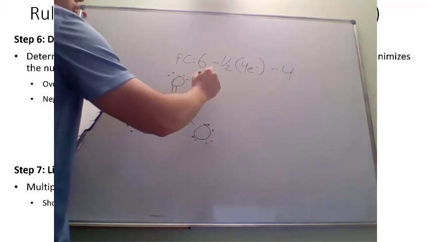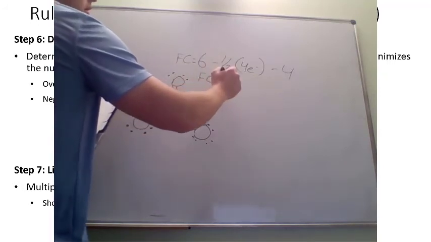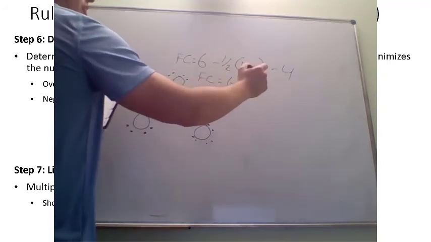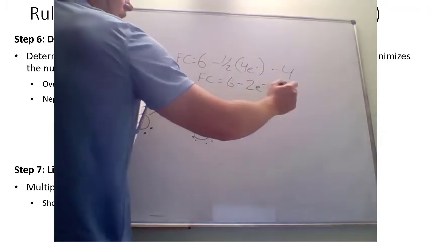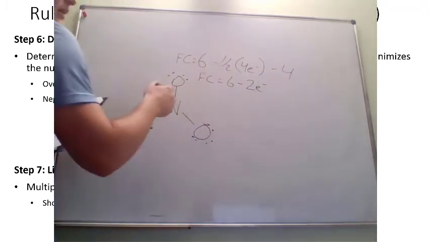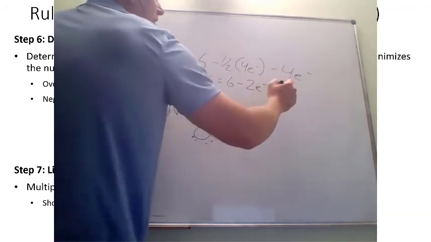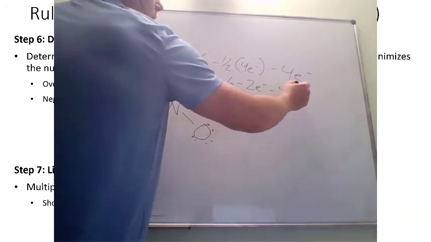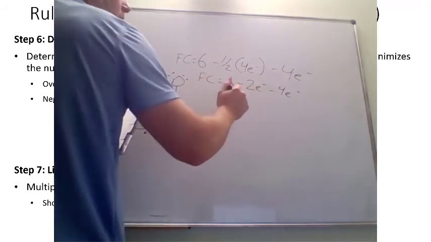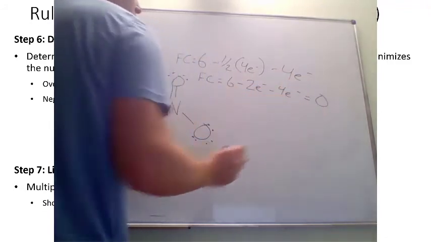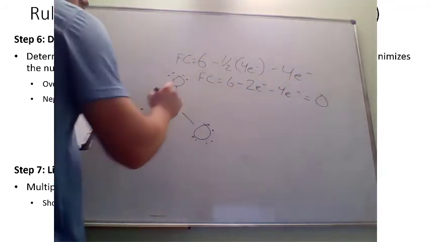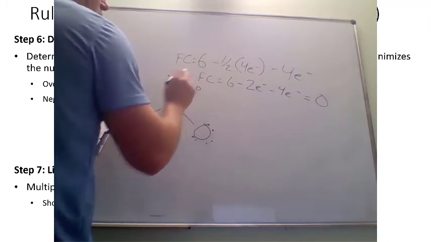Okay, so the formal charge equals 6 minus 1/2 of 4 electrons, which is 2, minus our non-bonding electrons, which is 4. So 6 minus 2 minus 4 gives us a formal charge equal to 0. Okay, so formal charge equal to 0.